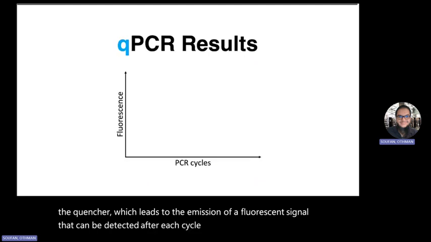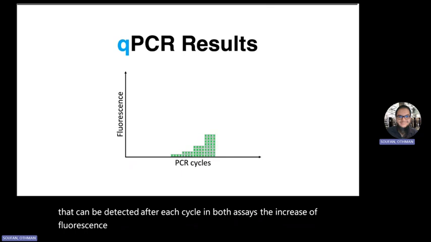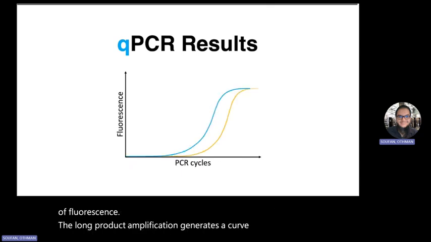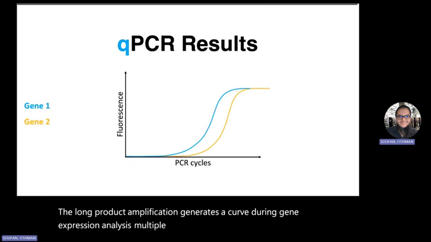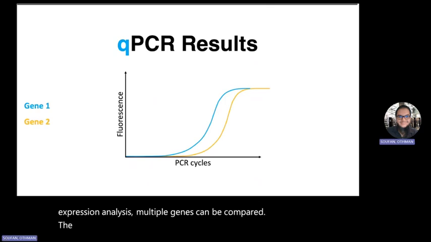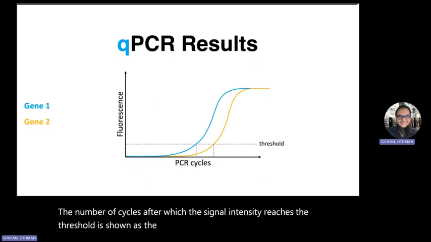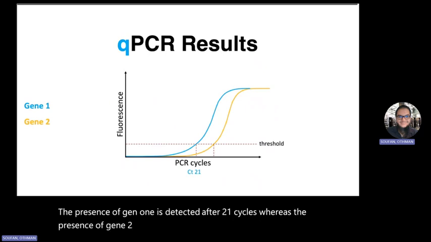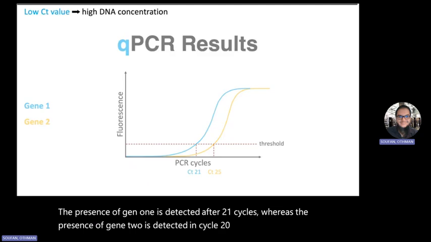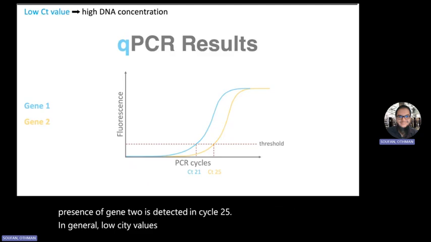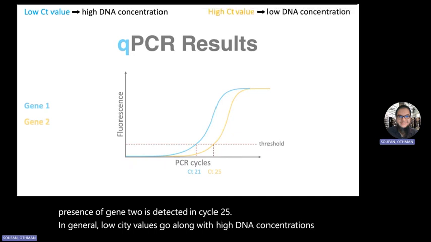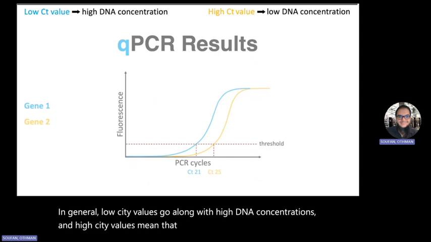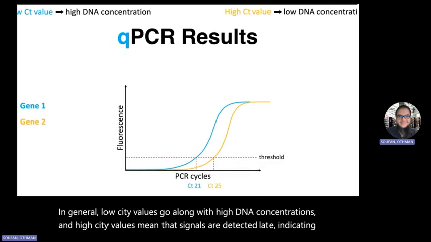In both assays, the increase of fluorescence along product amplification generates a curve. During gene expression analysis, multiple genes can be compared. The number of cycles after which the signal intensity reaches the threshold is shown as the CT value. The presence of gene 1 is detected after 21 cycles, whereas the presence of gene 2 is detected in cycle 25. In general, low CT values go along with high DNA concentrations, and high CT values mean that signals are detected late, indicating low DNA concentration.